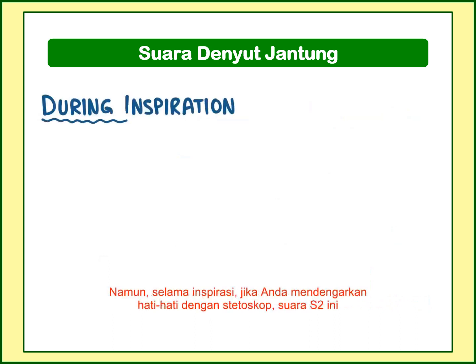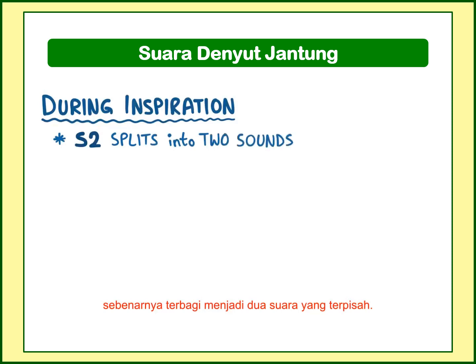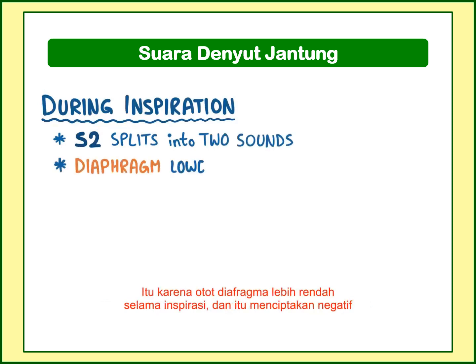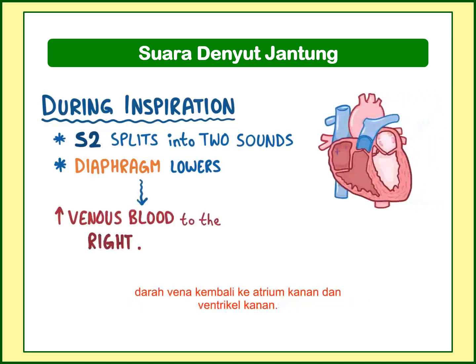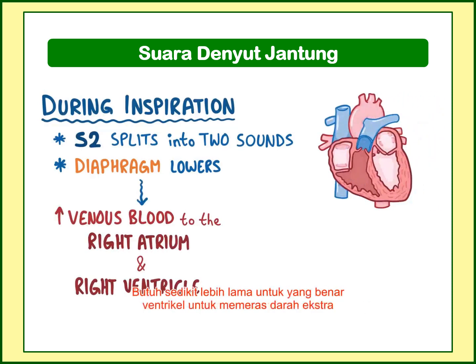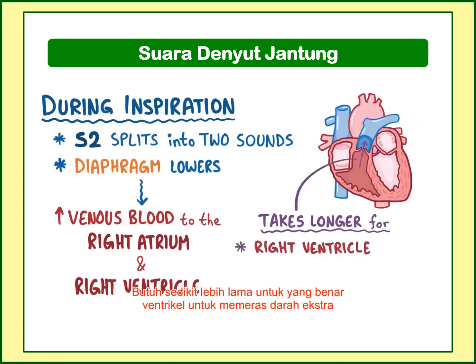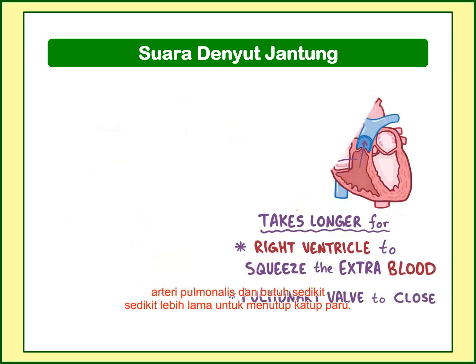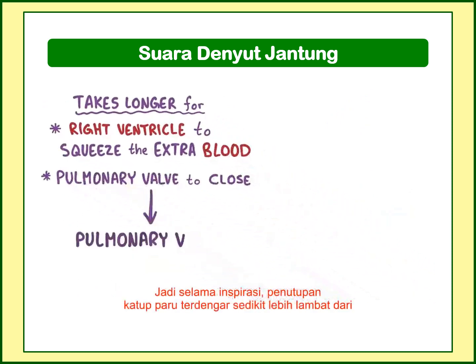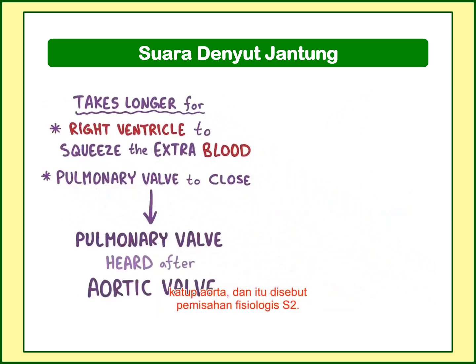During inspiration, though, if you listen carefully with a stethoscope, this S2 sound actually splits into two separate sounds. That's because the diaphragm muscles lower during inspiration, and that creates negative pressure in the chest to bring in air. And that negative pressure also brings a bit more venous blood back to the right atrium and right ventricle. It takes a little bit longer for the right ventricle to squeeze the extra blood into the pulmonary arteries, and it takes a little bit longer for the pulmonary valve to close. So during inspiration, the closing of the pulmonary valve is heard slightly later than the aortic valve, and that's called the physiologic splitting of the S2.